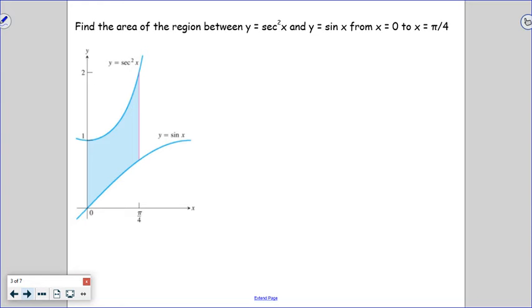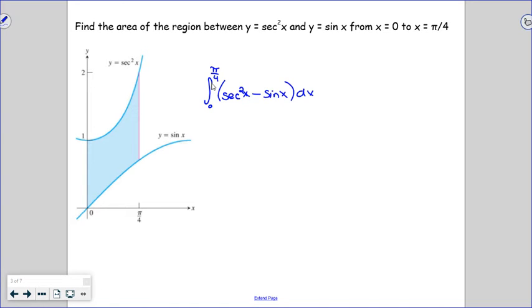So what we just learned says that the area between those curves is found from taking the top function minus the bottom function and integrating from 0 to pi over 4. So our top function would be secant squared x minus our bottom function, which would be sine of x. And as always, including our variable of integration. That variable of integration is going to become incredibly important to us over the next week or so, so make sure that we are always including that.